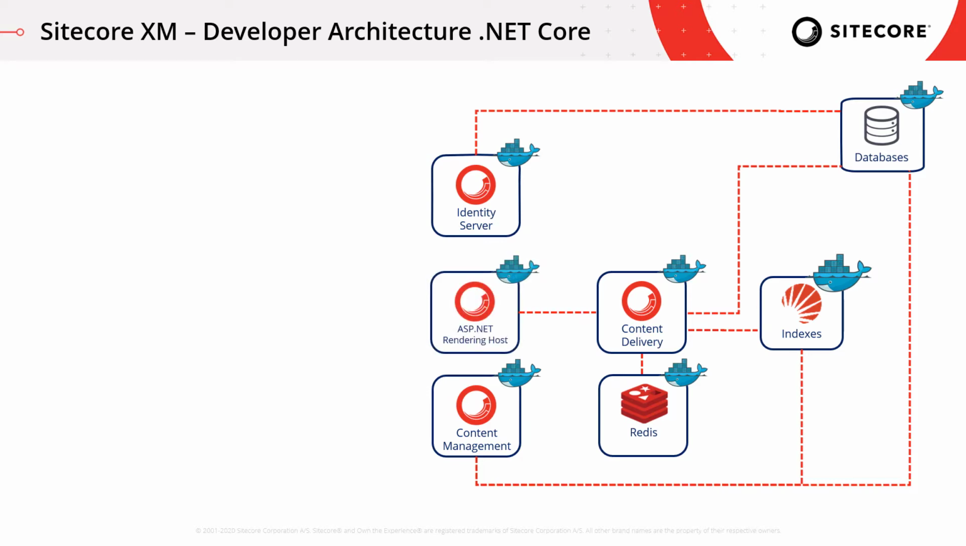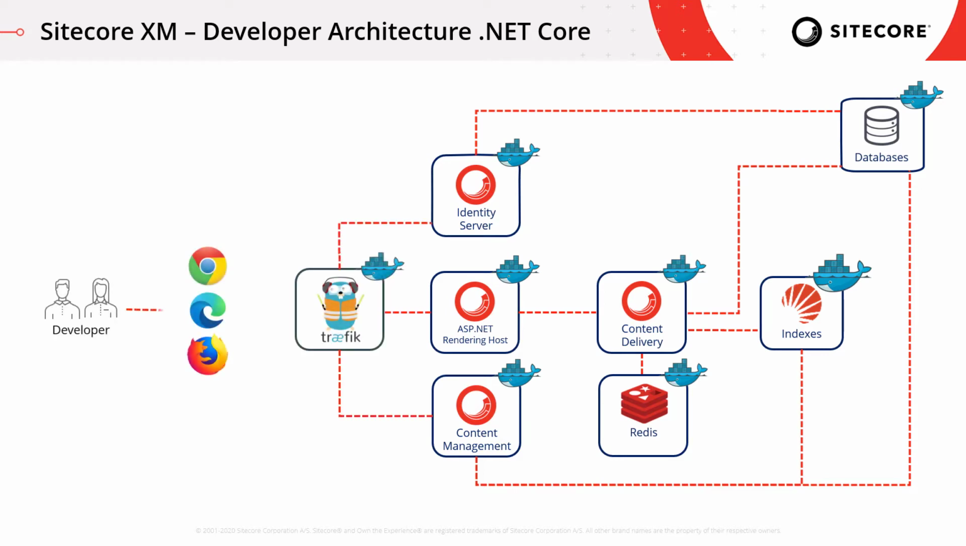Then we introduce the .NET Core headless rendering engine, and you'll see that it pulls its data from the content delivery instance, which would historically have been used to serve both your content and layout combined, unless you've been working with JSS, in which case you'll be very used to this model. Again, once more, we introduce Traefik, the reverse proxy that sits in front of your instances.